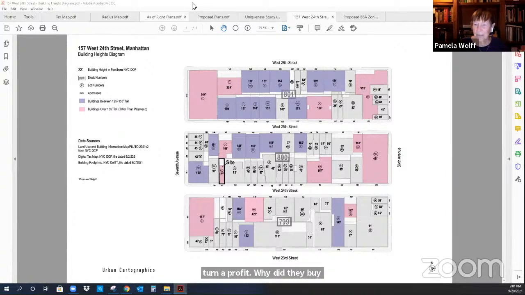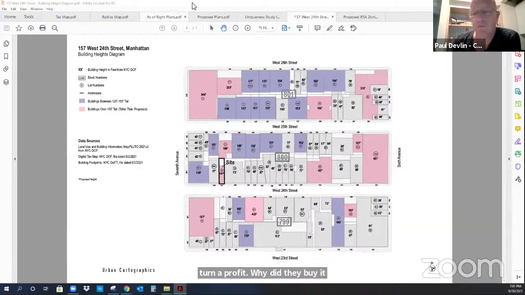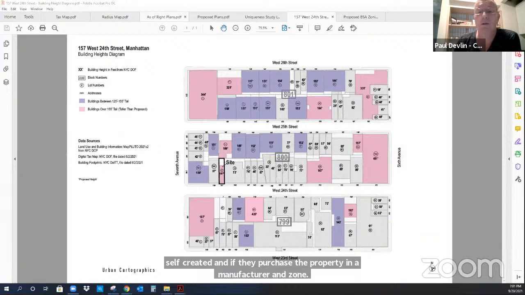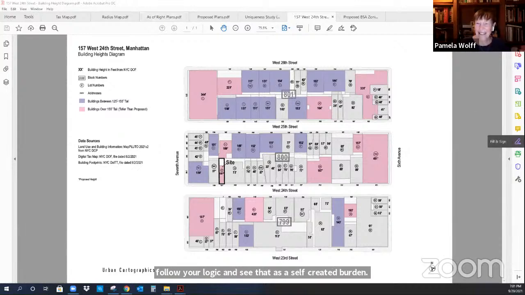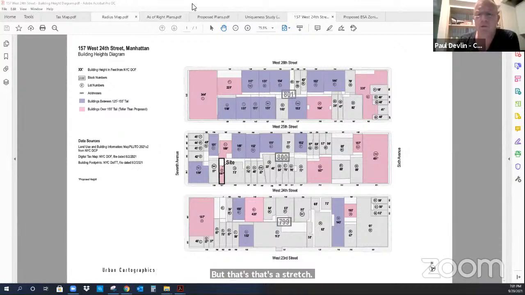Well, Pam, I think that would fall into the fourth issue of a variance requirement, that it was self-created. If they purchased the property in a manufacturing zone, knowing what the market's like, I could follow your logic and see that as a self-created burden, but that's a stretch. Ron or James, would you like to address that question about what the return would be on a lower height?